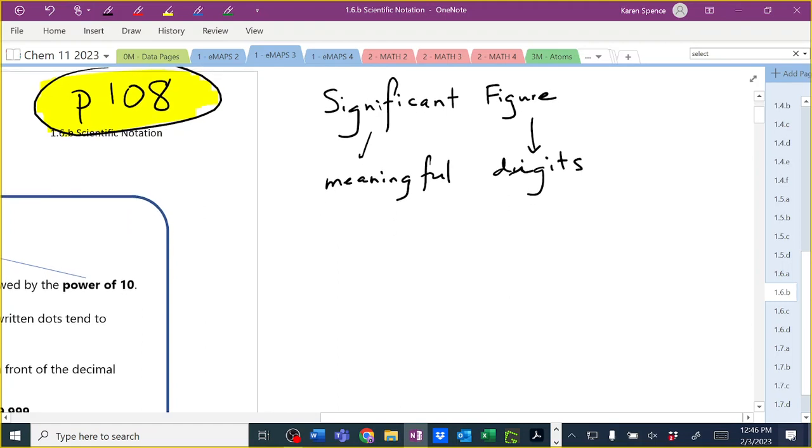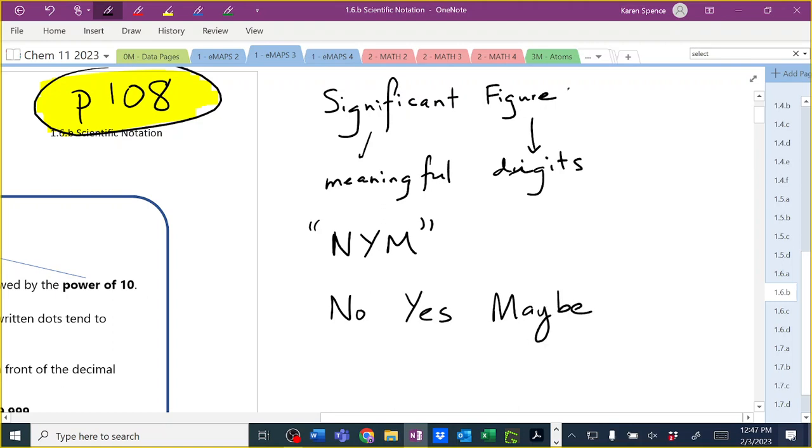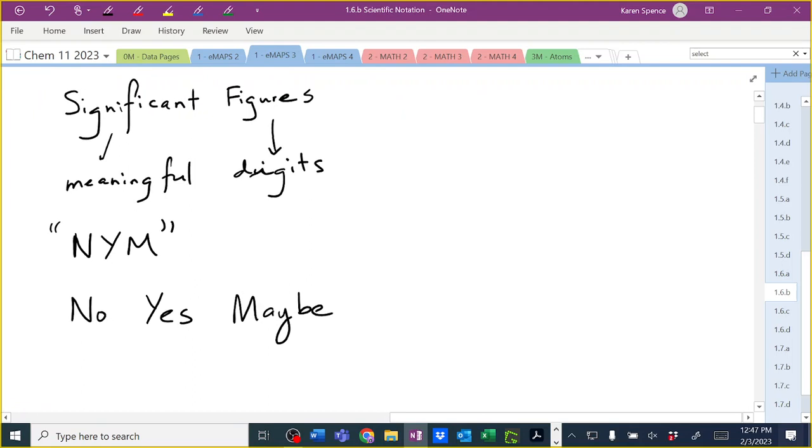And last day we learned the little mnemonic device, NYM, which stands for no, yes, and maybe. Because one of the things we're going to do with significant figures is I'm going to give you a number, maybe like 0.00580030, and I'm going to ask how many significant figures are in that number, okay?